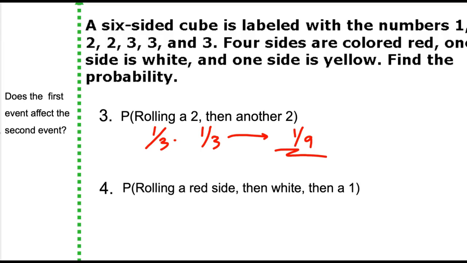Rolling a red, and then a white, and then a 1. This is 3 events, right? So this would be the same thing for 3 events. If they're all independent, probability of A times the probability of B times the probability of C. So the probability of A is going to be 4/6, which is 2/3. Probability of getting a white side is 1/6, I believe, and the probability of a 1 is also 1/6.